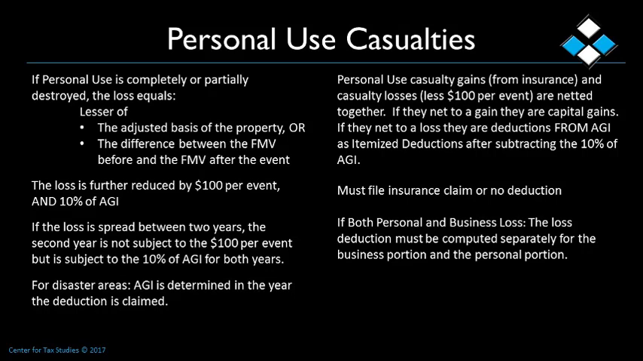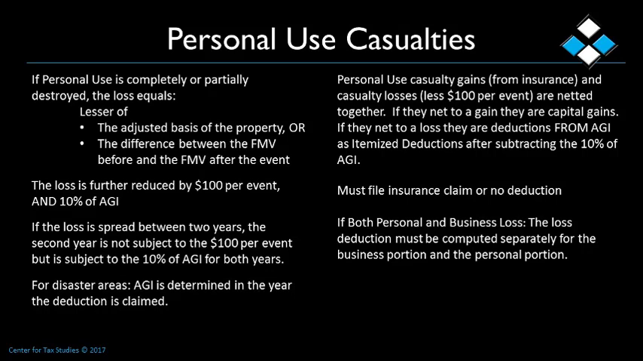years. For disaster areas, adjusted gross income is determined in the year the deduction is claimed, not the year in which the loss occurred. Additionally, personal use casualty gains from insurance and casualty losses with the $100 per event reduction are netted together. If they net to a gain, they are treated as a capital gain, and if they net to a loss, they are a deduction from AGI as itemized deductions after subtracting the 10% of AGI rule.